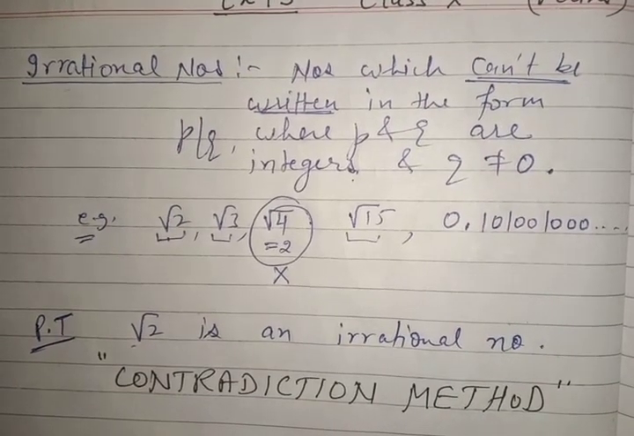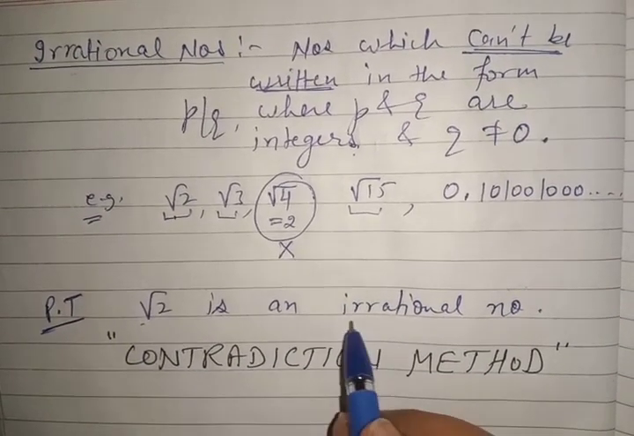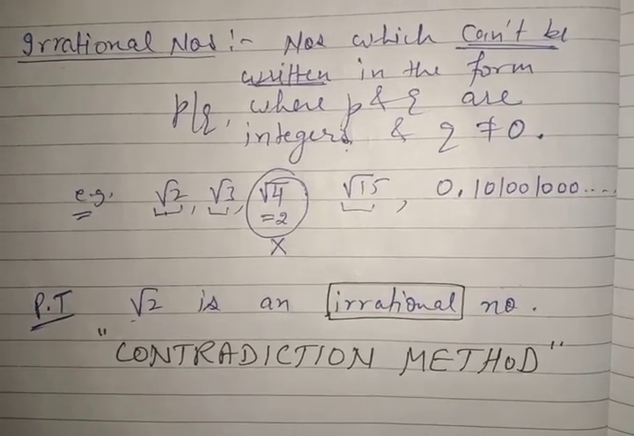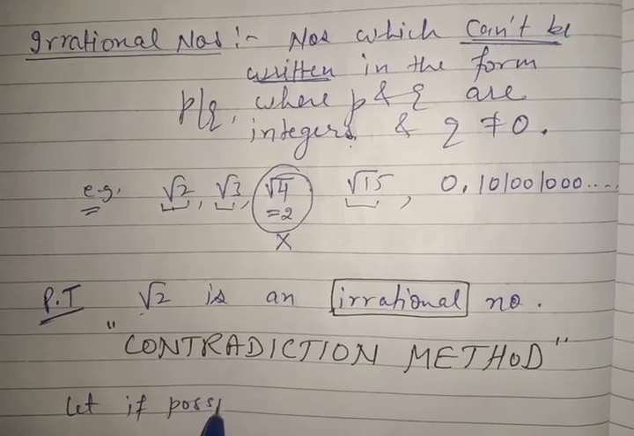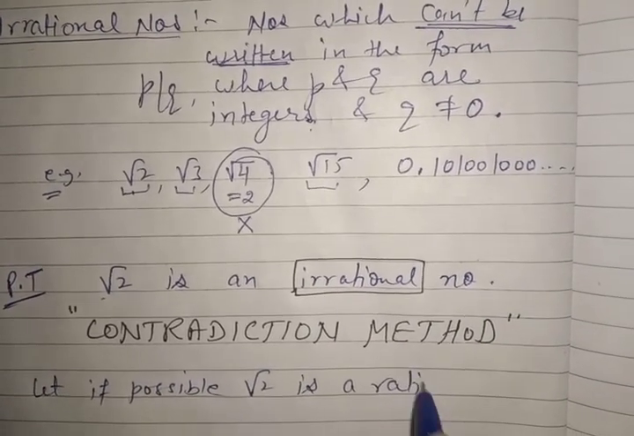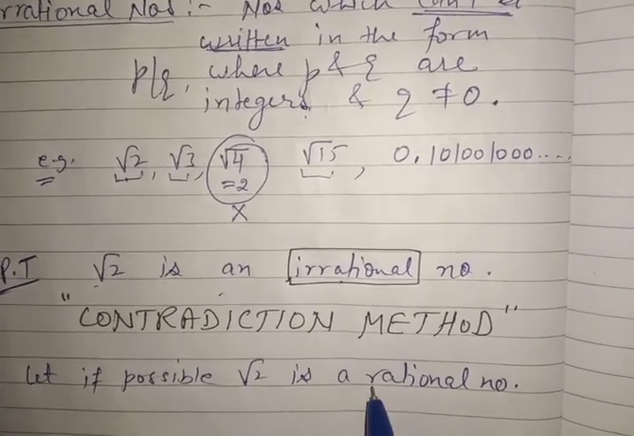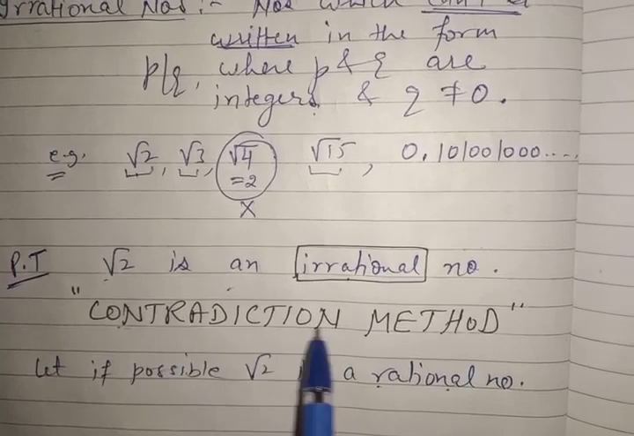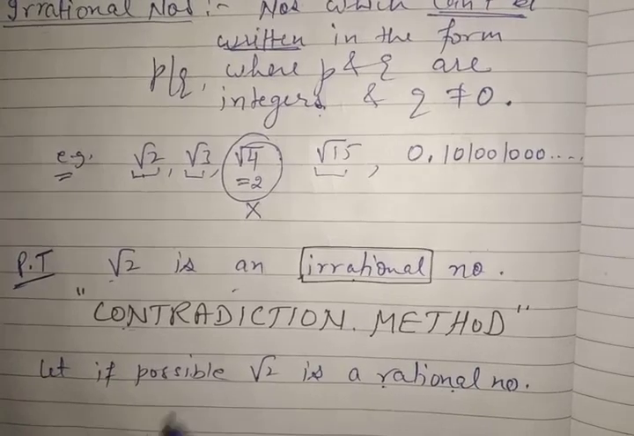The contradiction method says that we suppose a wrong thing in the starting. Just like I need to prove that root 2 is irrational, but I will suppose, let if possible, root 2 is a rational number. I need to prove irrational, but I am considering it rational. This is known as the contradiction method. As we near the completion of the question, I will tell you the meaning of this method again.